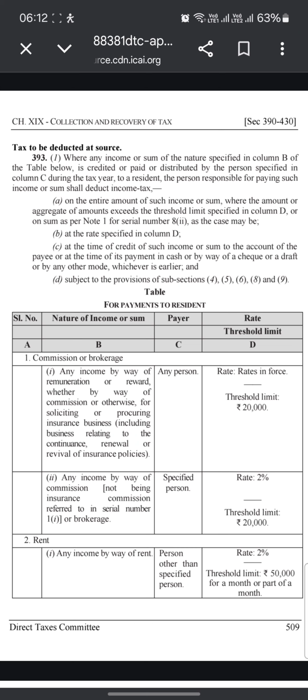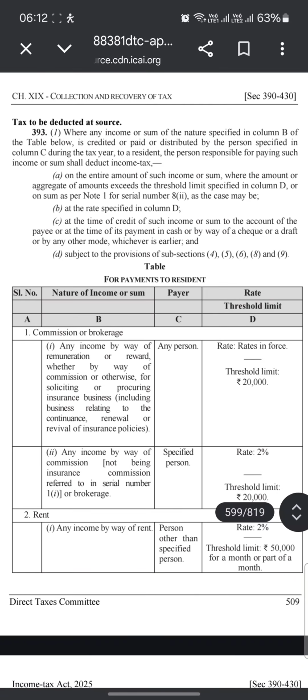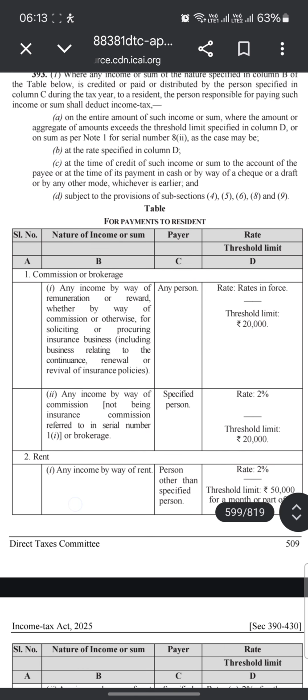Next it says that if a sum of the nature specified in column B is paid by the payer specified in column C during the tax year to a resident, then the person responsible for paying such income or sum shall deduct income tax on the entire amount, where the aggregate of such amount exceeds the threshold limit prescribed in column D, or the sum as per note 1 for serial number 82, as the case may be, at the rate specified in column D. The rate and the threshold limit are both specified in column D.